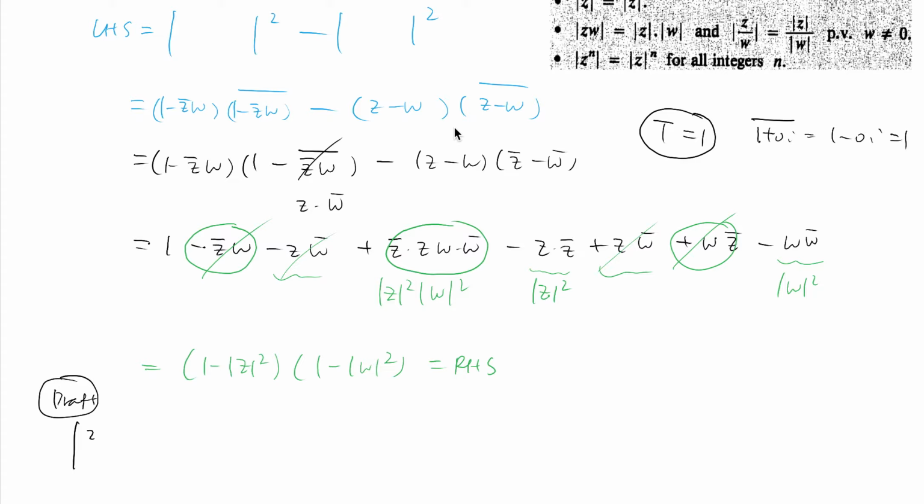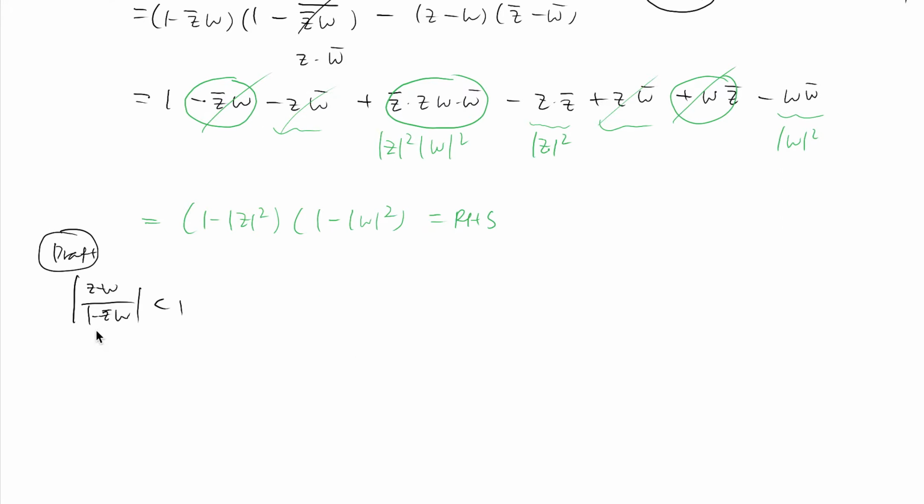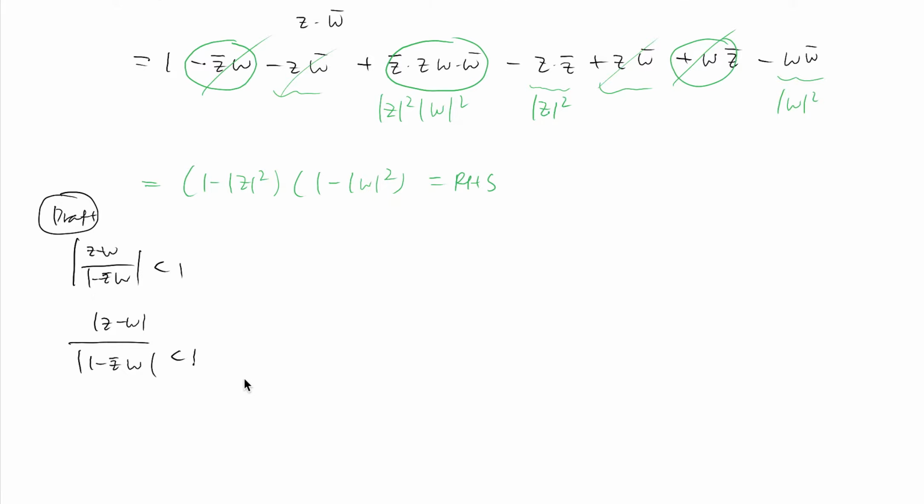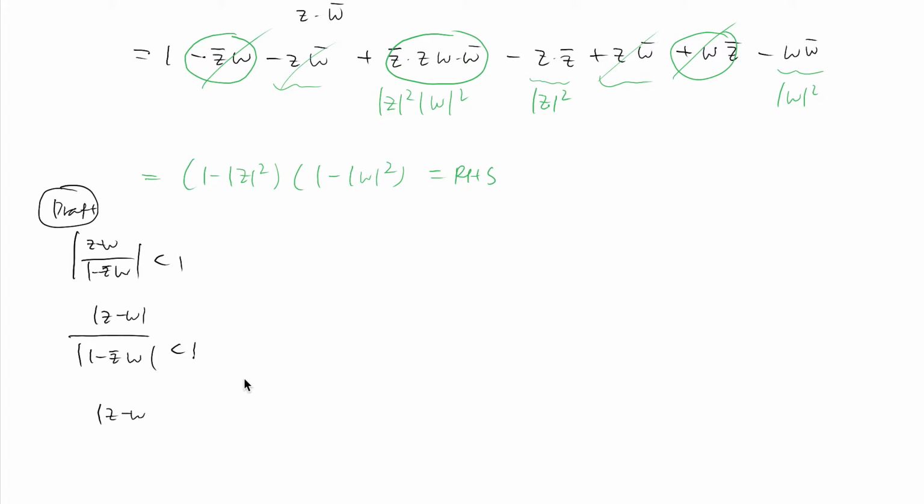So we have modulus of z minus w divided by modulus of 1 minus z conjugate w less than 1. So if we have modulus of z divided by w, it just equals modulus of z divided by modulus of w. Okay, so that's a property we can use. So this would be modulus of z minus w divided by 1 minus z conjugate w less than 1. Okay, and I'm just going to move this to the other side. Modulus of z minus w less than modulus of 1 minus z conjugate w. Okay, and then I'm going to square both sides.